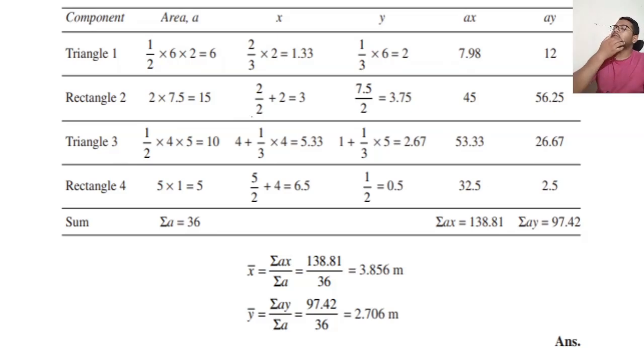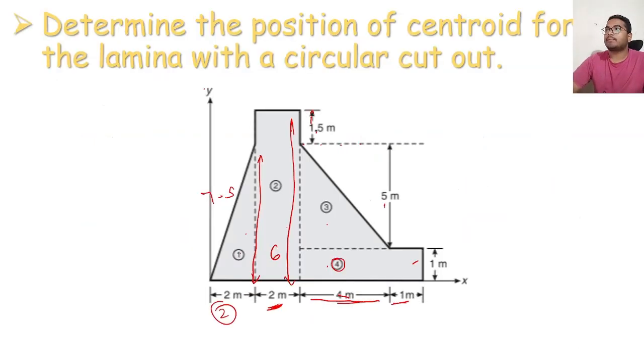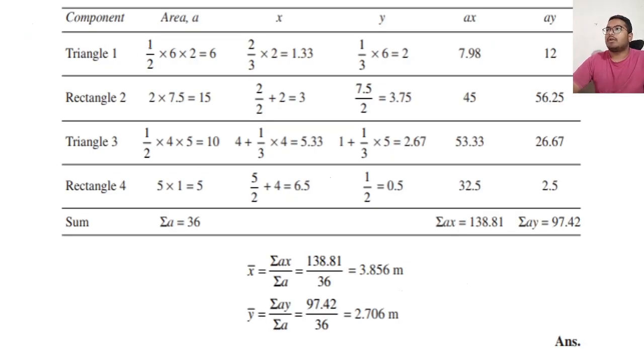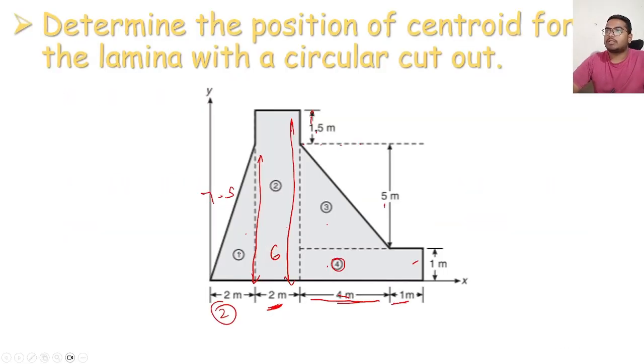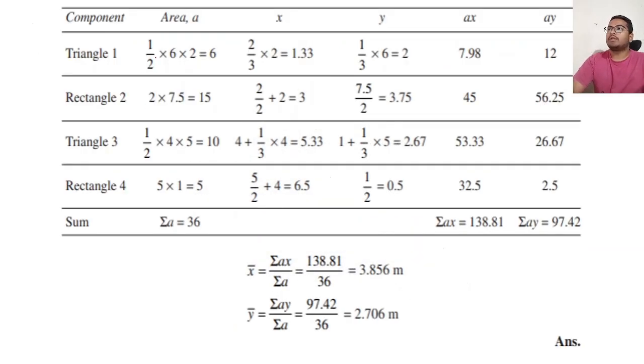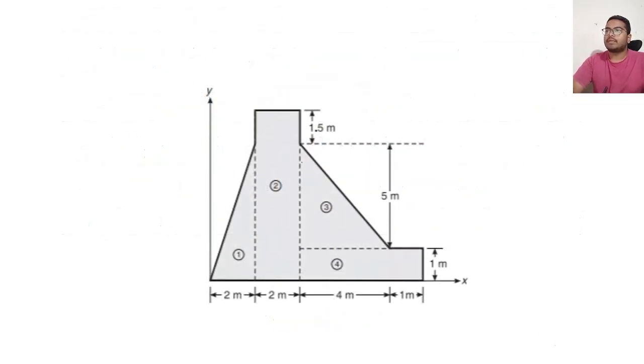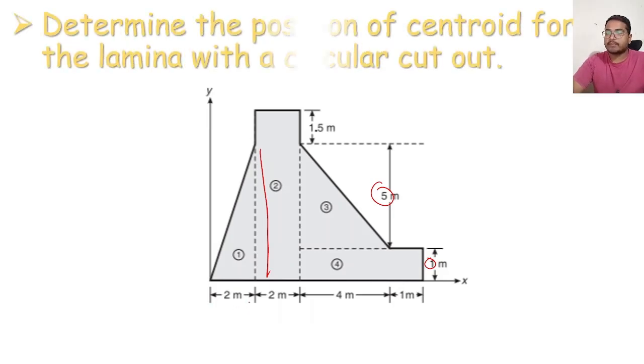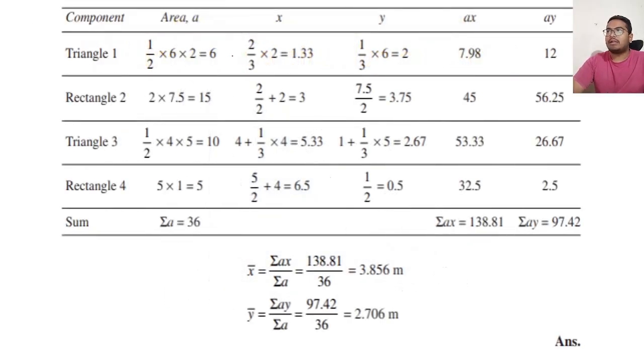Okay, so first we'll take the triangle one. This is the triangle. The area is half breadth into depth. What is the breadth of this triangle? Half depth into breadth. The height is 5 plus 1, which is 6, and the breadth is 2. We'll put this into the formula and calculate the area.